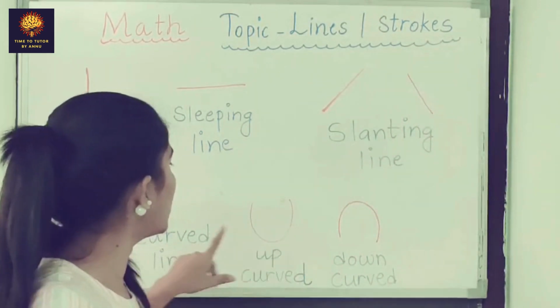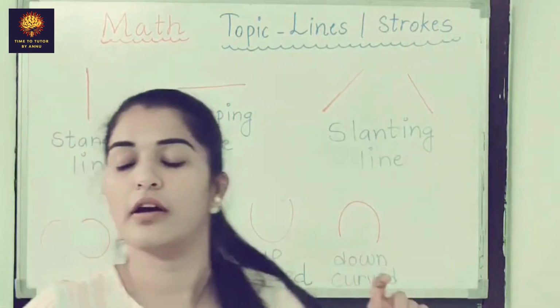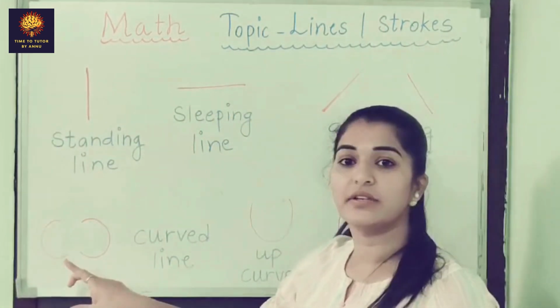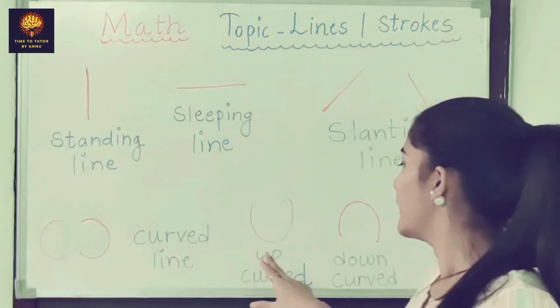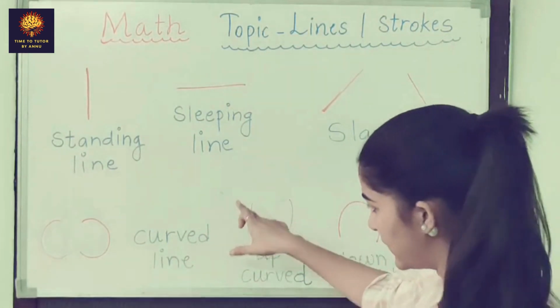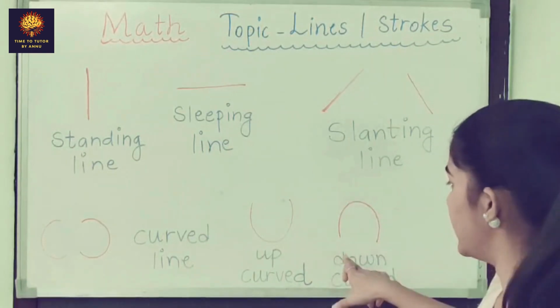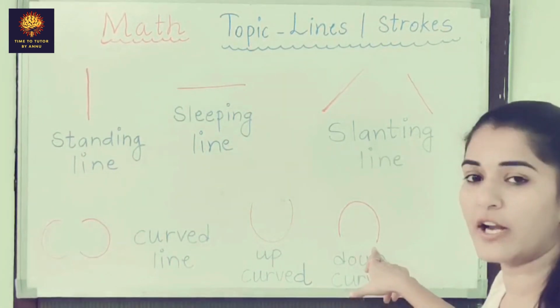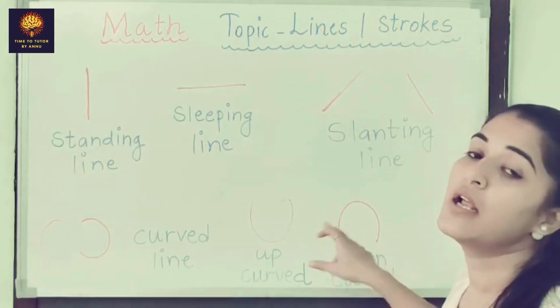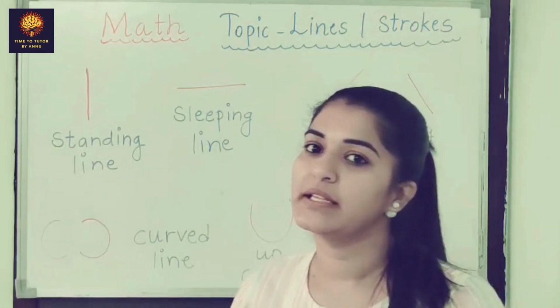Now the next you can see is a curved line. Curved lines, right and left. Now the next is the up curved line. This is an up curved line. And the next one is the down curved line. Now let us learn how to make these lines.